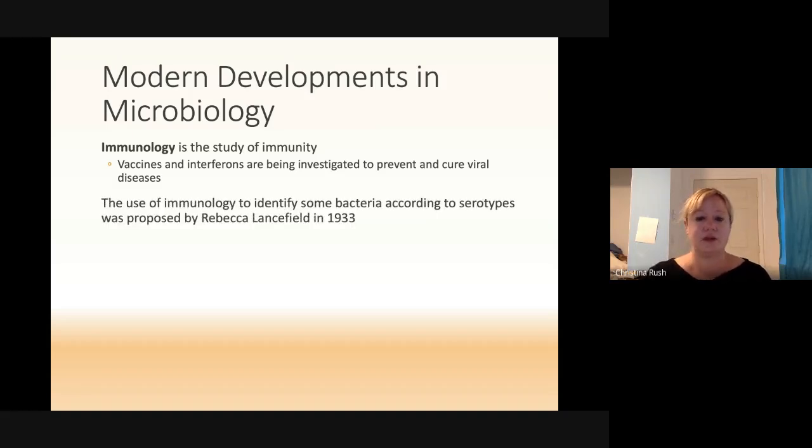The use of immunology to identify some bacteria according to serotypes was proposed by Rebecca Lancefield in 1933. So to start to characterize the diseases based on the immune response and the bacteria, that's really in the early 1900s we're able to start doing that.